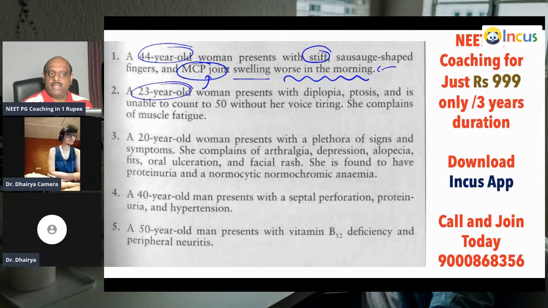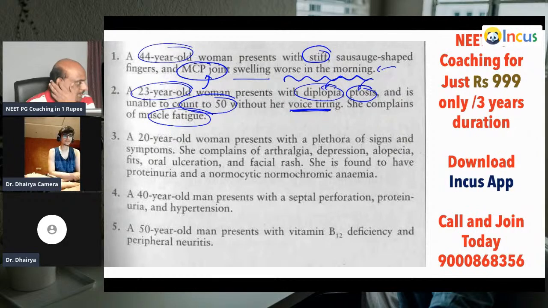Now, a 23-year-old woman presents with diplopia, ptosis, and is unable to count to 50 without her voice tiring. So if she counts to 50, her voice gets tired. She is having diplopia and ptosis. She also has muscle fatigue. So what's the diagnosis? Myasthenia gravis. Absolutely.